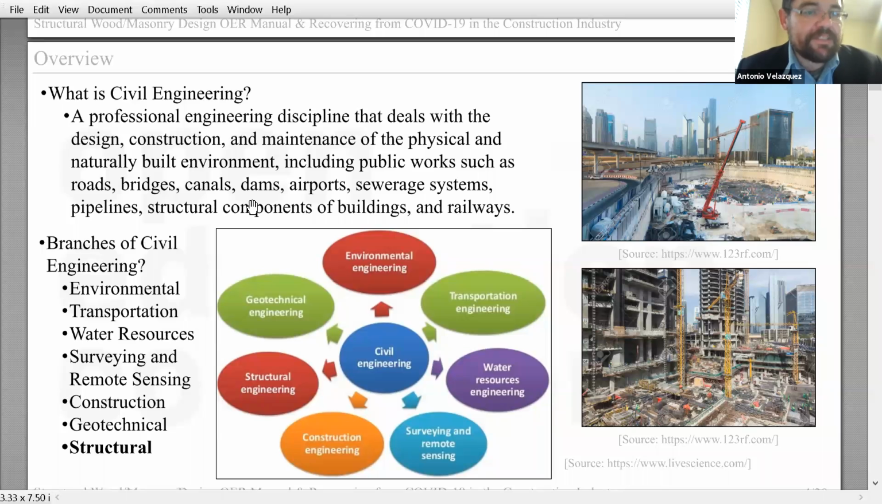Civil engineering is a professional engineering discipline that deals with the design, construction, and maintenance of physical and natural built environments, including public works such as roads, bridges, canals, dams, airports, you name it. It's all about infrastructure, the backbone of society. Civil engineering is nothing but infrastructure, intensive, massive construction, edifications, etc. Different branches of civil engineering are environmental, transportation, water resources, surveying, construction, geotechnical, and structural. So today I'm going to focus on structural engineering. This is my field of discipline, my field of expertise.